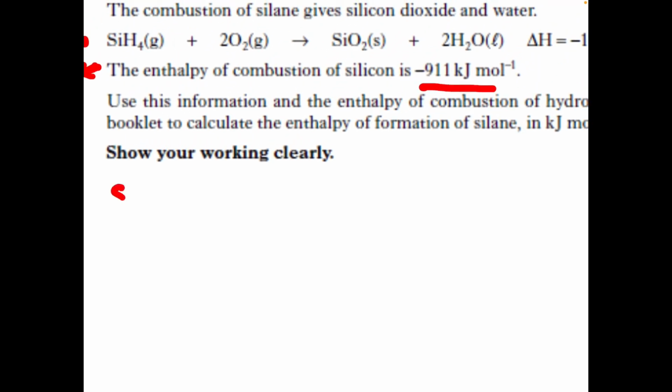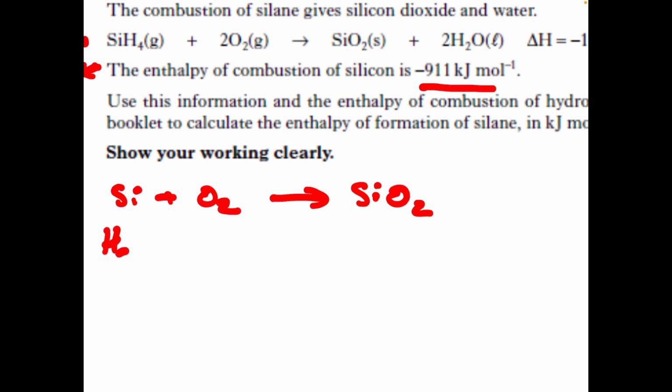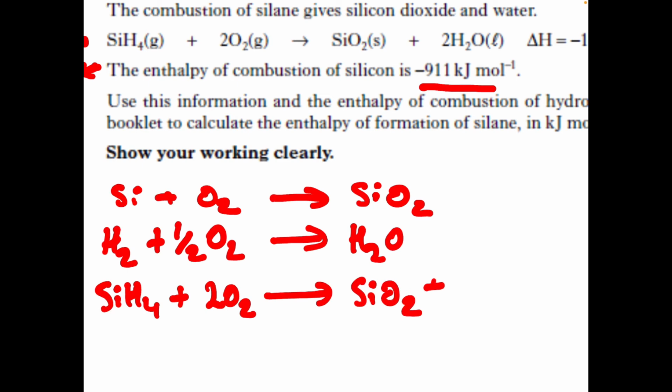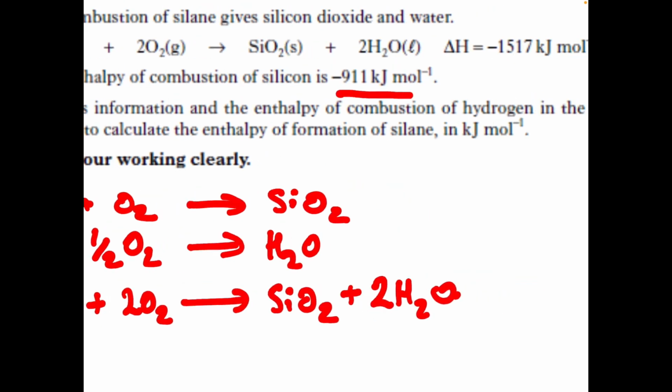Bearing in mind we'll go back to our target equation, so it's Si plus O2 gives us SiO2, and that would ring a bell from National 5, you know, silicon and oxygen makes silicon dioxide. That's a structured glass, that's quite stable, that's good. Then we've got H2 plus half O2 gives us H2O, and then we'll use this one here, which is SiH4 plus 2O2 gives us SiO2 plus 2H2O. So that's quite nice for us.